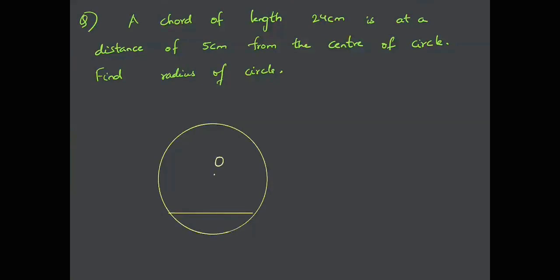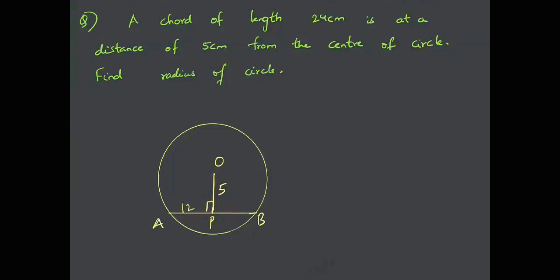Fine. So there is a chord of length 24 centimeters, which is at a distance of 5 centimeters from the center. Say this is the chord AB, and the distance from the center is 5, so this is the perpendicular. OP is perpendicular to AB, and OP is equal to 5. We know that the perpendicular from the center will bisect the chord, right? So if the total length AB is 24, then AP is 12.